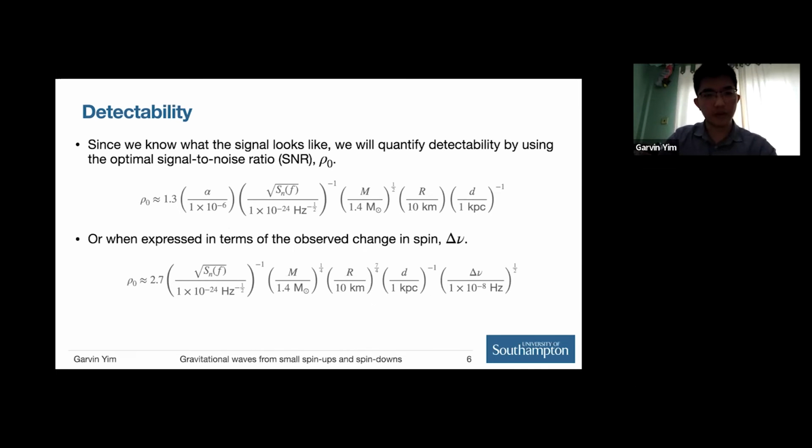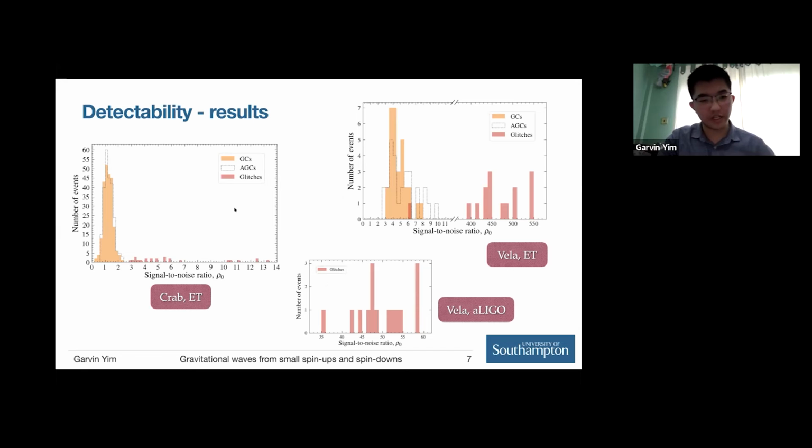And finally, just a word on detectability. Since we know what the signal will look like, a damped sinusoid, we will quantify the detectability using the signal to noise ratio. The signal to noise ratio in terms of the mode amplitude is given by the top equation here, and the sensitivity used is that of the Einstein telescope at a frequency of 2 kilohertz. Since our model can connect a mode amplitude to a change in spin frequency, we can rewrite the signal to noise ratio in terms of a change in spin frequency. Putting in the values for glitch candidates, anti-glitch candidates, and glitches, we get a signal to noise ratio of around 1 for the Crab using the Einstein telescope, around 5 for Vela using the Einstein telescope. And since the threshold for detection is around 10, we can say that individual modes are unlikely to be detected.